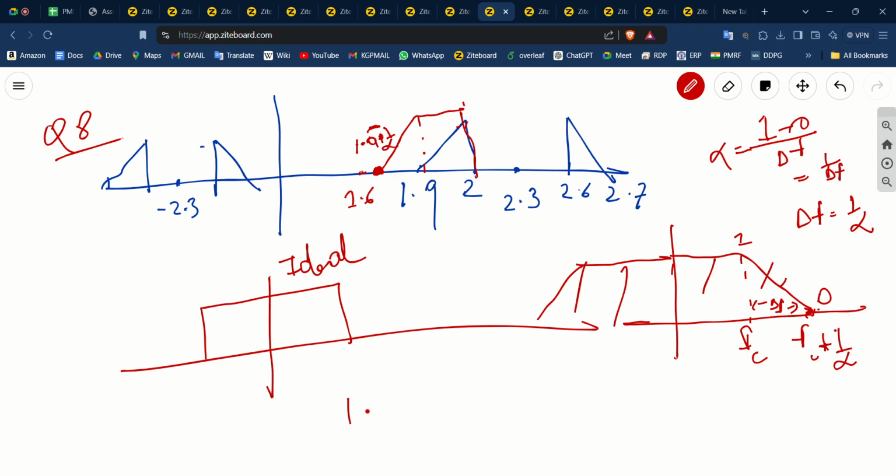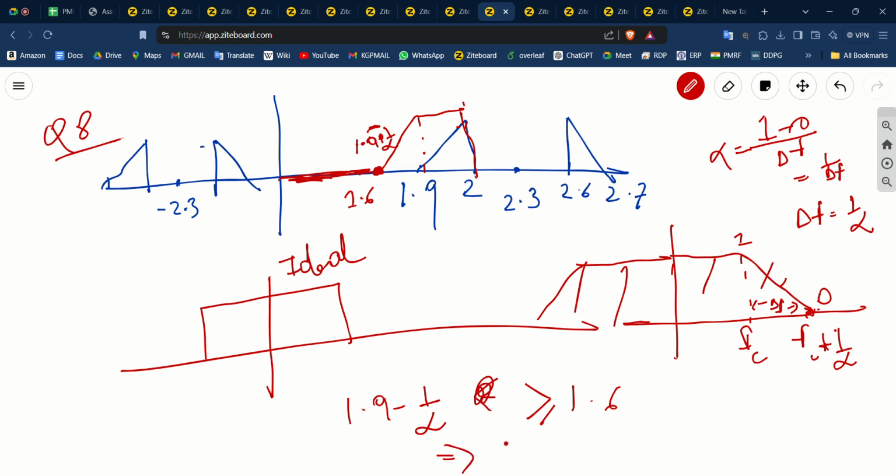So our constraint is that this 1.9 minus 1 by alpha, which is the stopping point of the filter, should not be lesser than 1.6. So it should always be greater than or equal to 1.6. If it is less than 1.6, it will go into this forbidden band. This band is forbidden. It cannot go into this band.